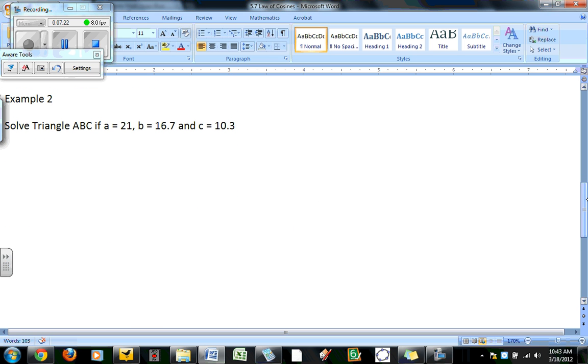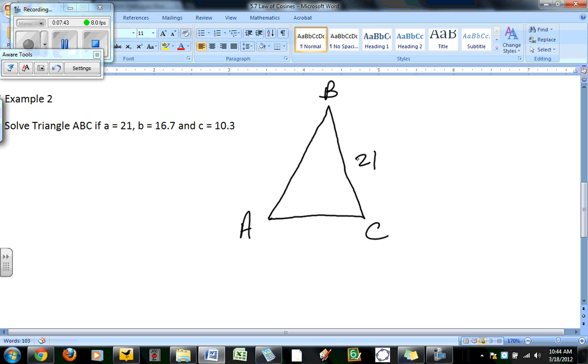Here's example 2, and now they're going to give us 3 sides. So let's go ahead and draw our triangle. Okay, and so let's label it A, B, and C. I know that A is way bigger than C. I just drew my triangle, so don't worry about the sides of the triangle. So anyway, little a is 21, little b is 16.7, and little c is 10.3. We're given the sides, and now all that's left to do is try to find the angles. Okay, we can still do that.